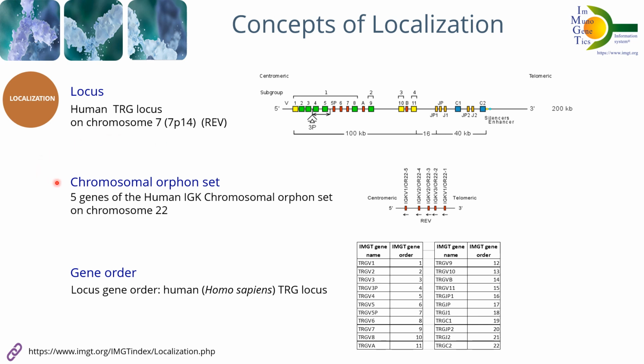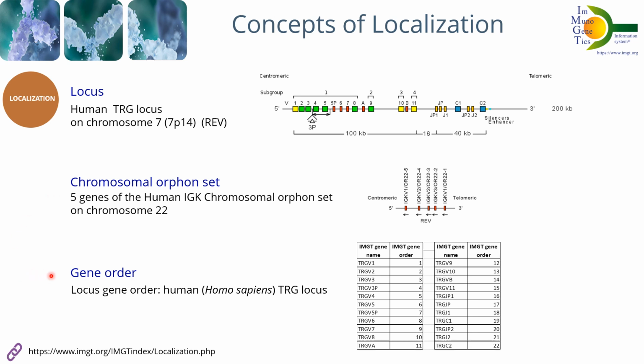A chromosomal orphan set is a set of Ig or TR orphans, which are genes outside the main loci, localized on the same chromosome in the same location for a given species. Chromosomal orphan sets comprise genes which are not expected to be expressed as protein.